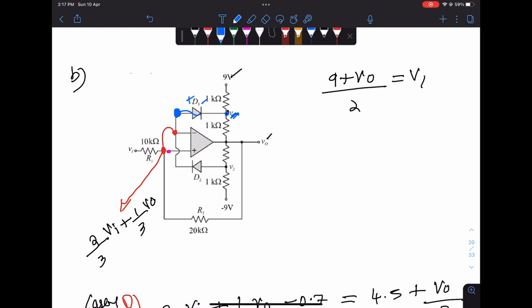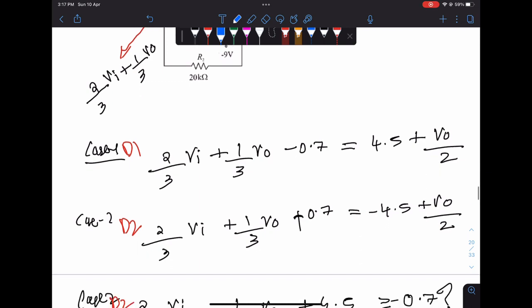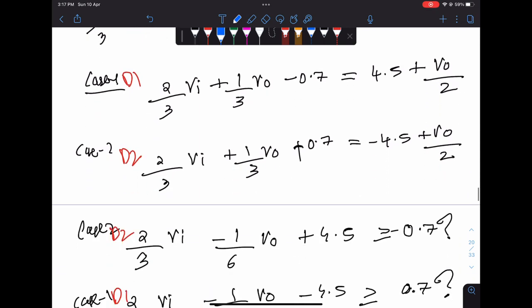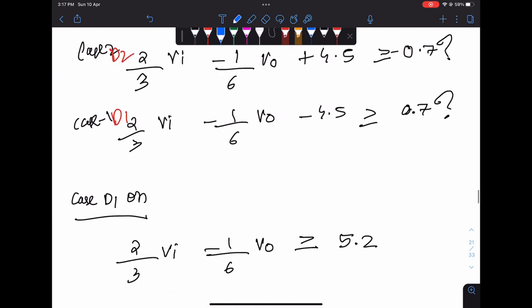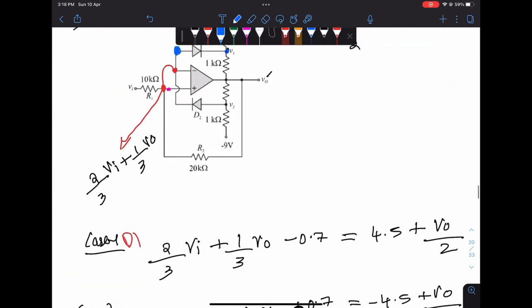So the condition for D1 to switch on is that 2 by 3 Vi plus 1 by 3 V0 should be greater than minus 4.5 V0 by 2. That is the voltage at the diode-connected point. Both 1K resistors are equal, so whatever voltage is across the two resistors will be available at that node. For D1 to turn on, the voltage difference should be at least 0.7. You can apply that condition and get the VTC.